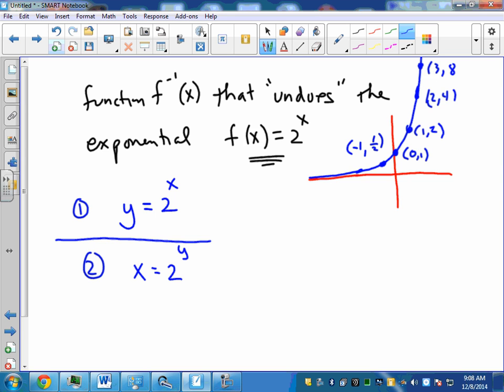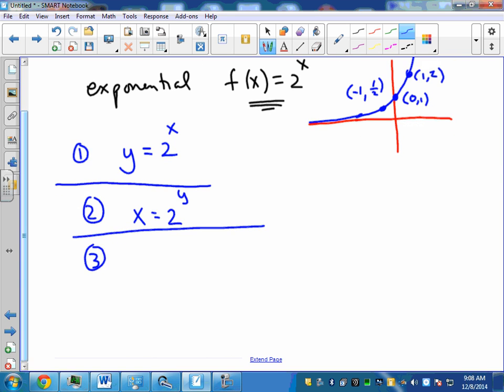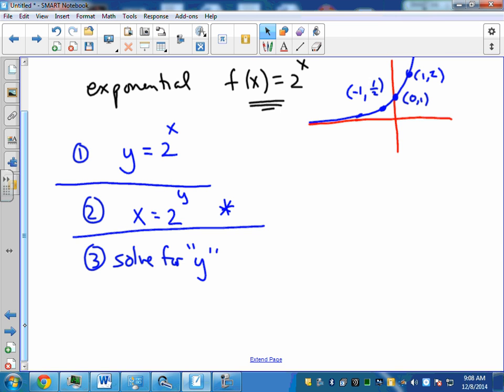And now our third step is to solve. So we have to solve for y. That's what we have to do. We have to get the y by itself. Now, this is a rather intriguing equation. How do you get the y by itself? And you go, well, geez, I don't know.